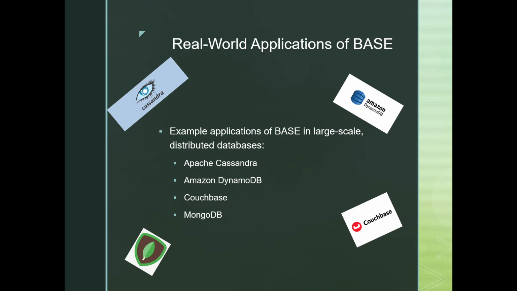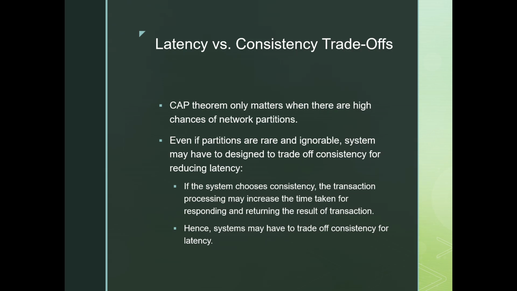Some real world examples which use BASE properties are Apache Cassandra, as discussed earlier, Amazon DynamoDB, Couchbase, and MongoDB. The last two and the first one are NoSQL databases. There might be some cases where the chances of partitions are very less. For such systems, can we let go of consistency for availability? Is there a need to select partition tolerance even if the chances of partition are less?